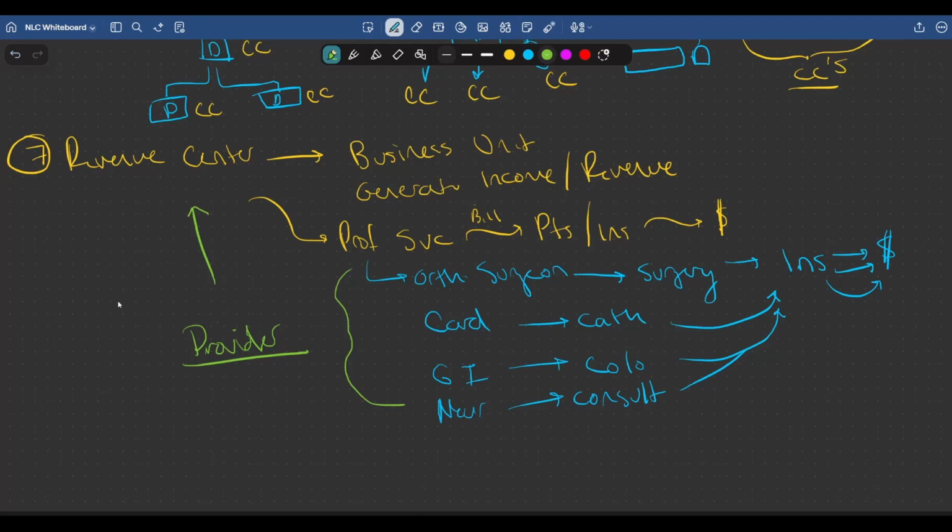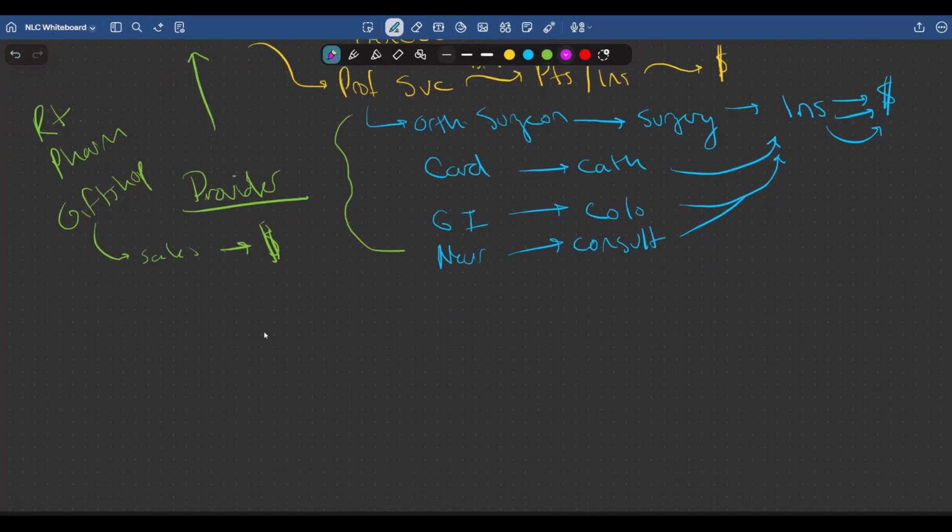It could also be something like a retail pharmacy or the gift shop, where they make sales of actual products that generate money. So those are examples. And the idea is that the revenue centers generate the money that offsets the cost centers that are spending the money.